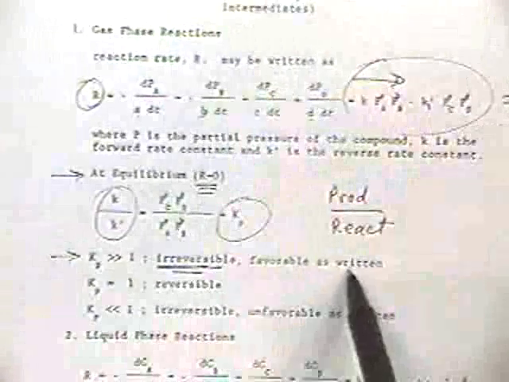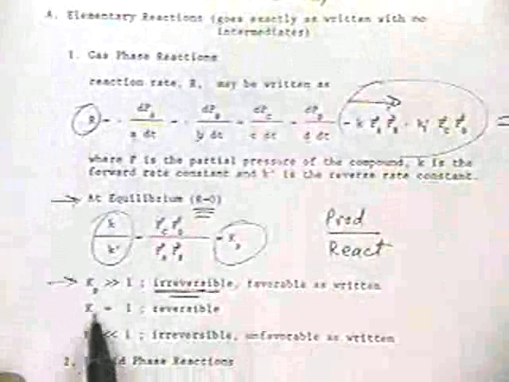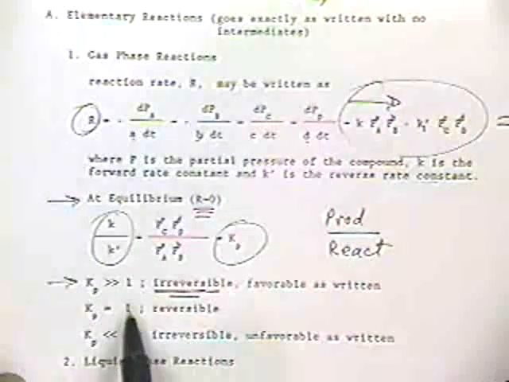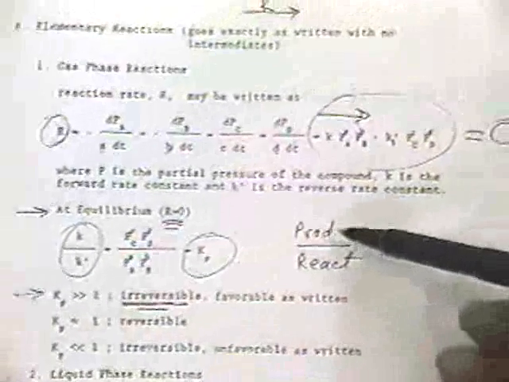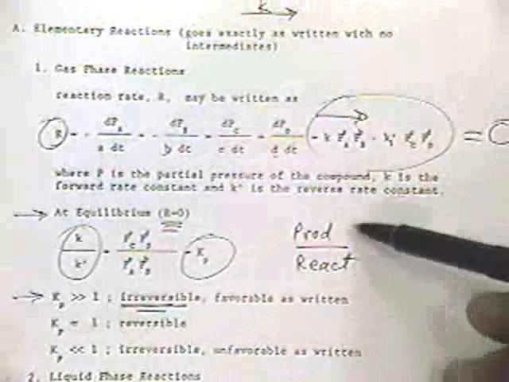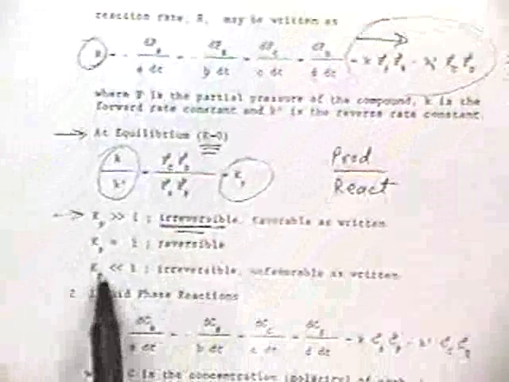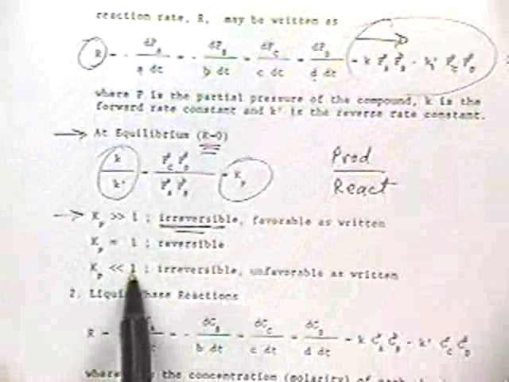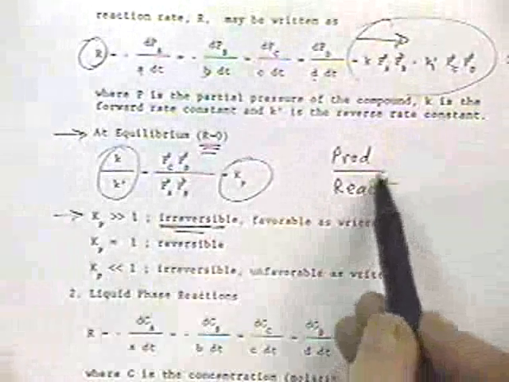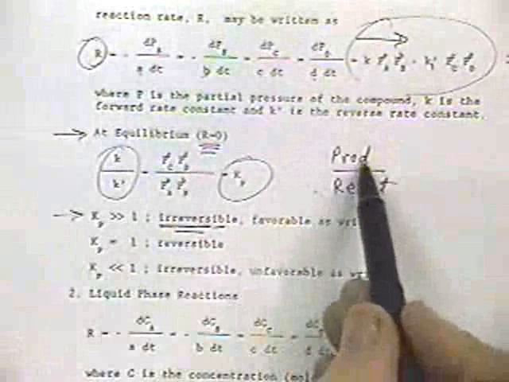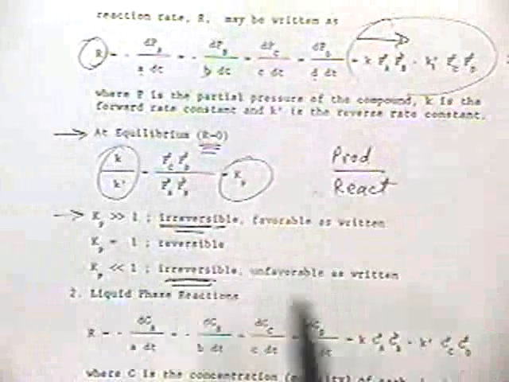Now, if we have a situation where Kp is very, very large, what that means is that's an irreversible reaction, meaning it goes all the way to the right, and it's favorable as we wrote it. If Kp is approximately equal to 1, that means there's a similar amount of products as reactants, and we would call that a reversible reaction. And if Kp is very, very small, that means there's lots of reactant and hardly any product. That also is an irreversible reaction, but we wrote it backwards. It should have been written the other way.